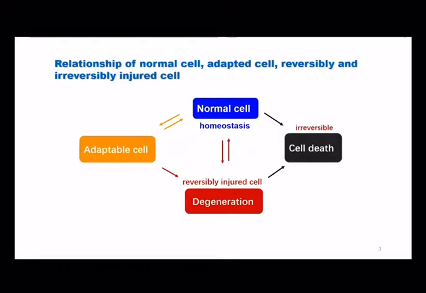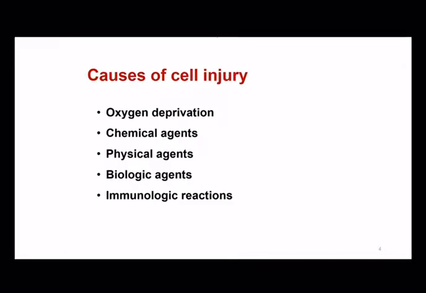Hello everyone. Today we are going to study a new section, cell injury. We all know that if the stress exceeds the cell's adaptive capacity, or the external stress is inherently harmful, then cell injury develops. Cell injury is a reversible change and culminates in cell death. The causes of cell injury can be summarized as follows. Let's go through them one by one.